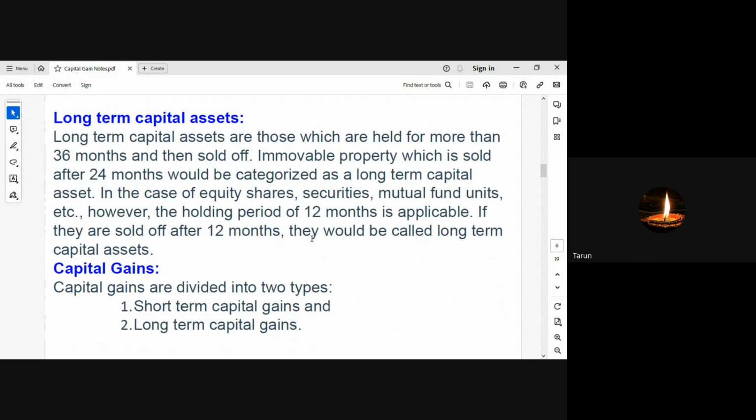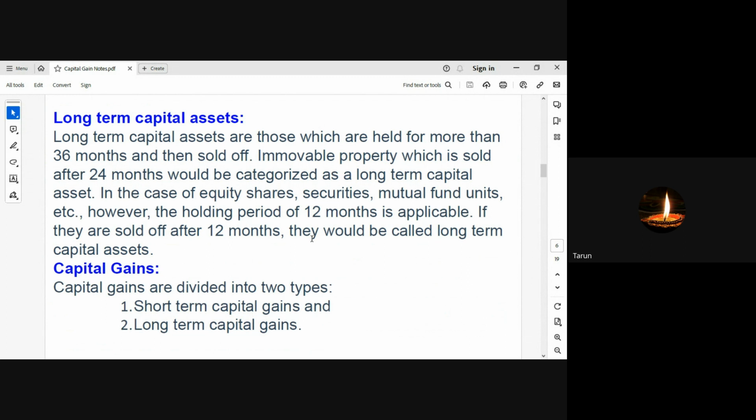Long-term capital assets are those which have been owned or obtained for more than 36 months and then sold off. Immovable property which is sold after 24 months is termed a long-term capital asset. When we talk about equity shares, there are so many debentures, so many equity shares, so many securities, where we talk about debenture holdings. Mutual fund units, for which a holding period of 12 months is applicable.